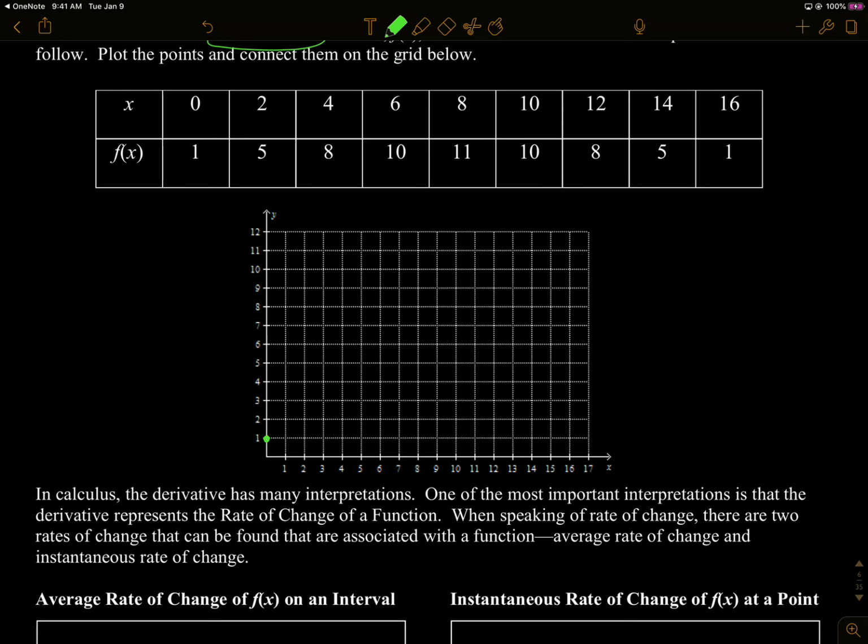2, 5, 4, 8, 6, 10, 8, 11, 10, 10, 12, 8. This looks like a parabola. 14, 5, 16, 1. So if we look at that graph, it's differentiable everywhere, so we know that it's a smooth curve.